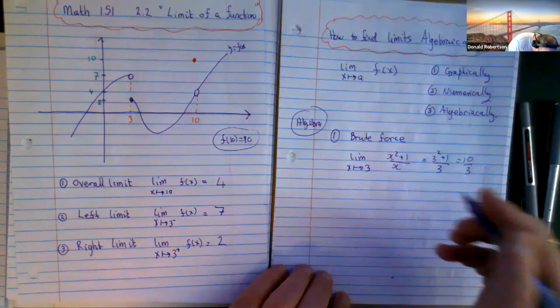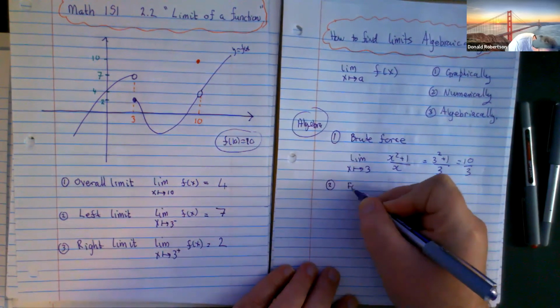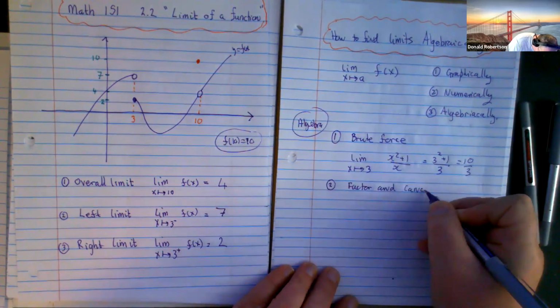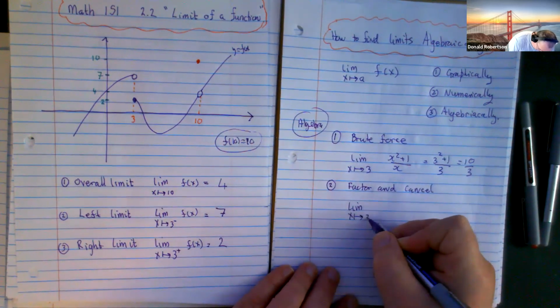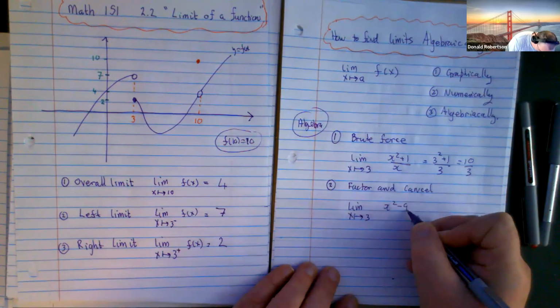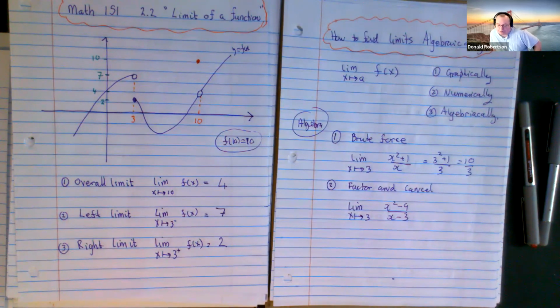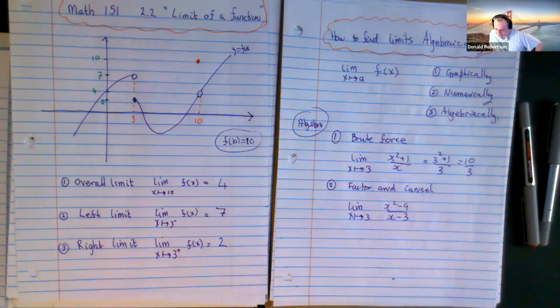Now we're doing this a little bit out of order, but that's fine. Our second method is called factor and cancel. Here's an example of it. If I wanted to find the limit as x tends to 3 of this one, you might think that it's got a vertical asymptote at 3, and so your answer could be plus or minus infinity or doesn't exist. And that's very often the case, but not always.